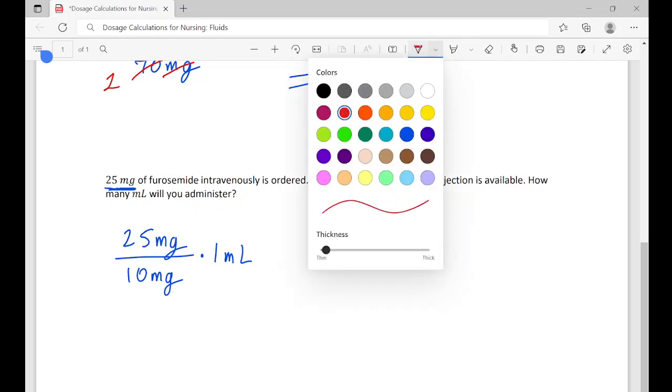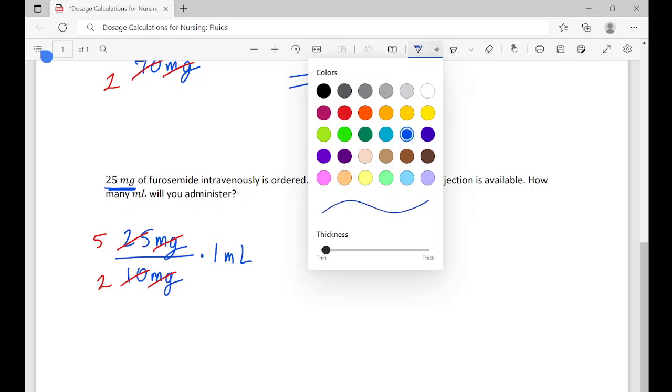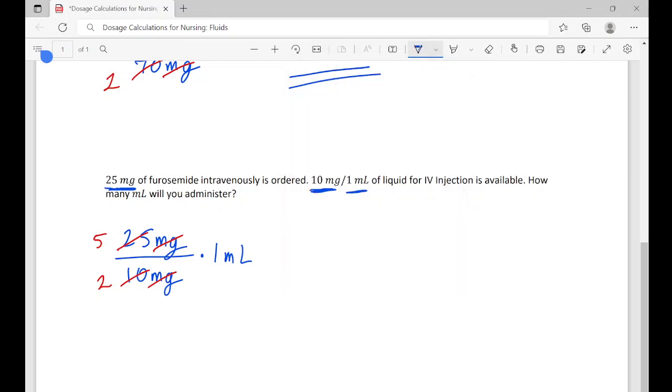Now we just go through the simplifying process. Again, milligrams cancel out. 25 over 10 is going to reduce down to 5 over 2. And now we're just going to multiply across. So 5 over 2 times 1 milliliter is going to give us, and I'm going to turn it into a decimal like the previous one, 2.5 milliliters. So how many milliliters will you administer? You will administer 2.5 milliliters.